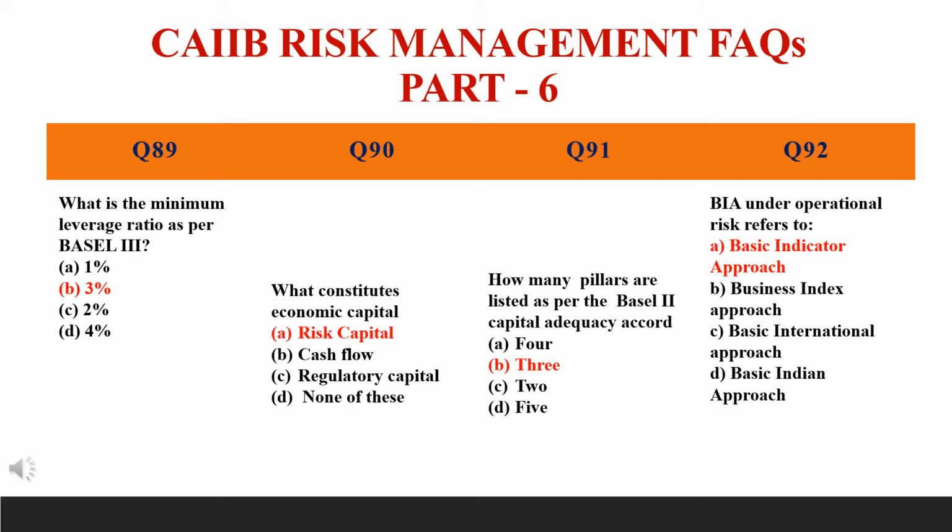Second is TSA, the standardized approach. The third one is AMA, advanced measurement approach. Incidentally, the AMA is now discarded and replaced by the RSA, the revised standardized approach, which has been proposed by the Basel Committee on Banking Supervision.